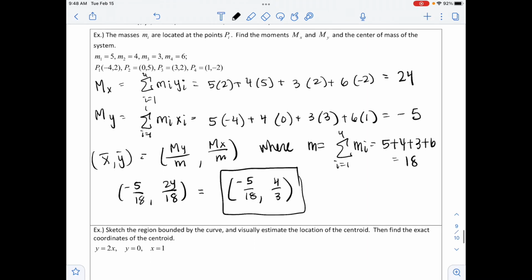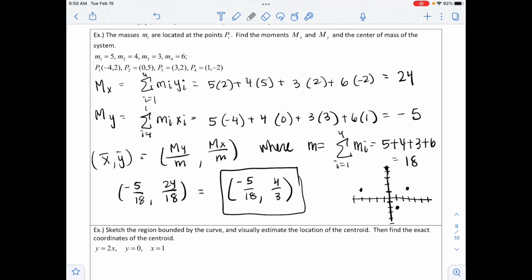If you were to think about this with a graph, I'll do a quick little graph down here. If we were to plot all of those 4 points that we were given, we would have -4, 2. We have 0, 5. We have 3, 2. And 1, -2. And so those are our points.